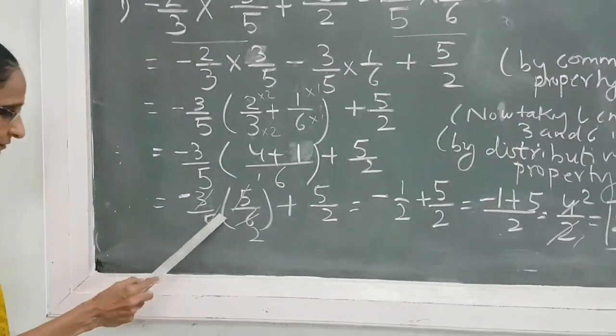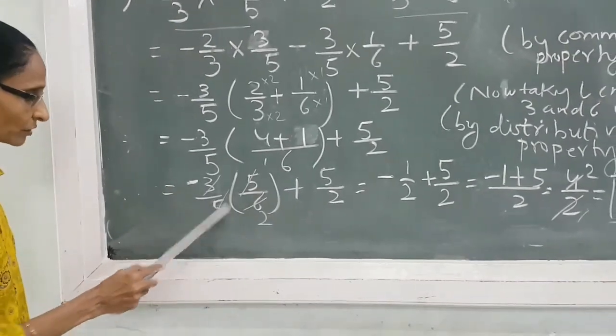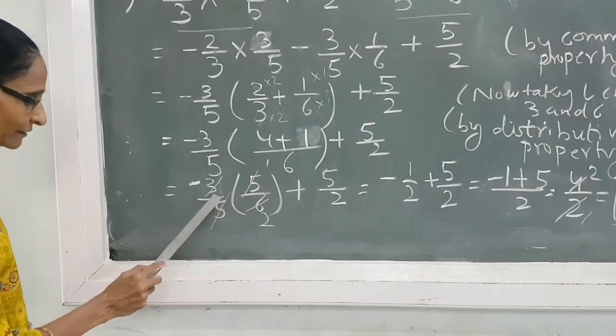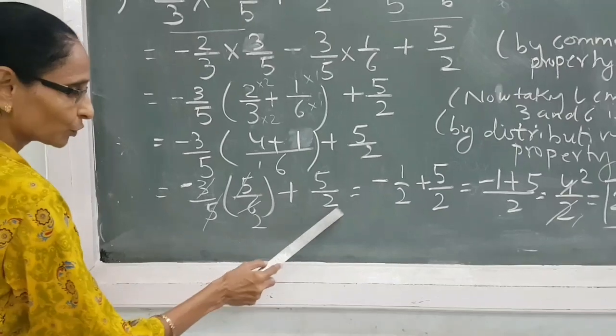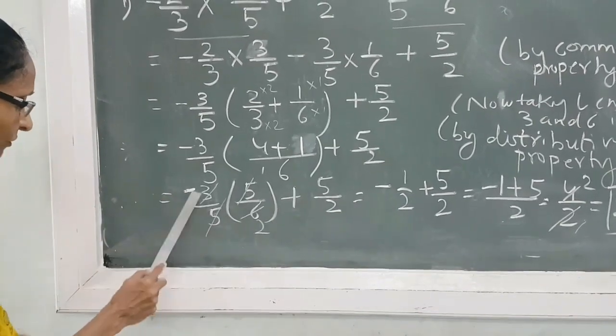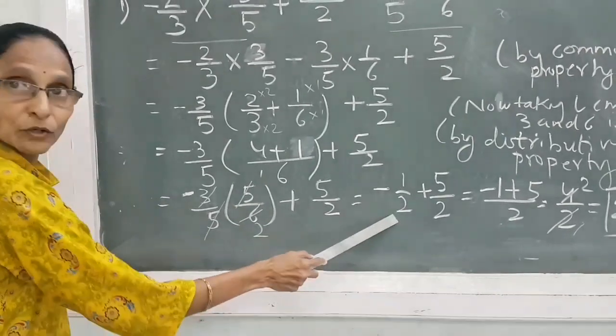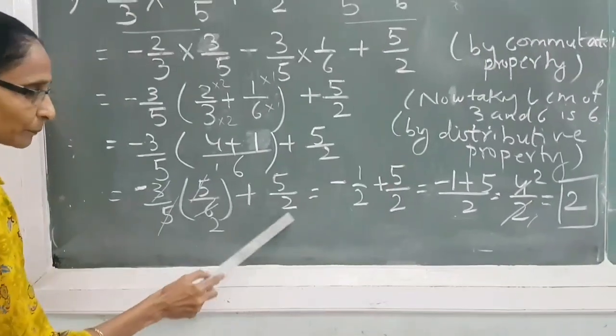Now you can cancel this 5 and this 5, it will be gone. So 1 will be there. Minus 3 and 6 here. So 3 2s are 6. Plus 5 upon 2 as it is. So this will become what? Minus 1 upon 2 plus 5 upon 2.